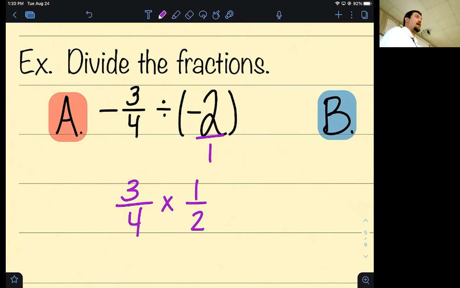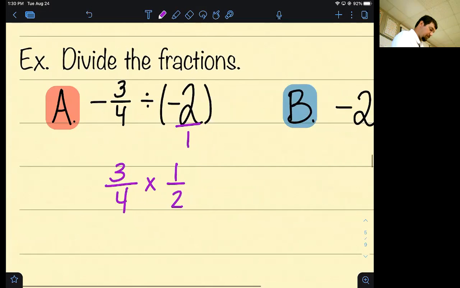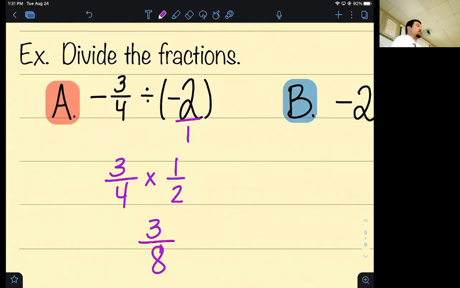No? So did we just waste our time there? No, because if it doesn't cancel now, it's not going to reduce later. So even checking now is still good. It will not reduce for us. What's 3 times 1? And then 4 times 2? Yeah, it's 3/8. And 3/8 doesn't reduce because it never canceled.